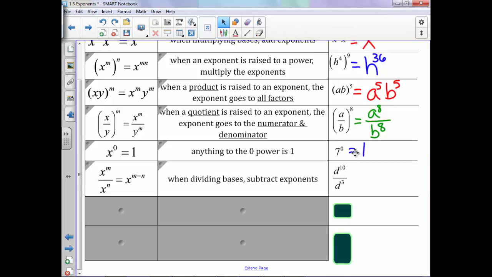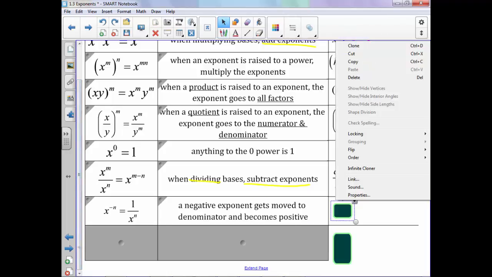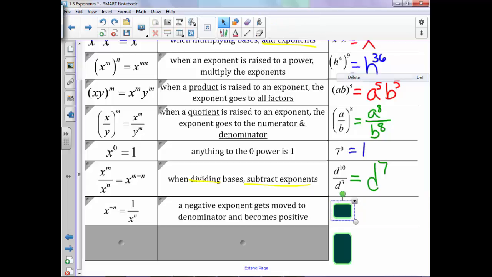When you divide bases, we subtract exponents. So for our example, this will be d to the 7th, because 10 minus 3 is 7. The last two go together. If you've got a negative exponent, it's moving to the denominator and then becomes positive. So in our case, this will be 1 over c to the 12th.